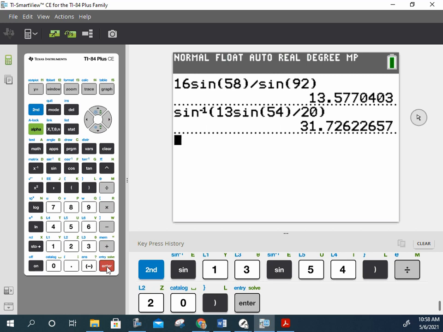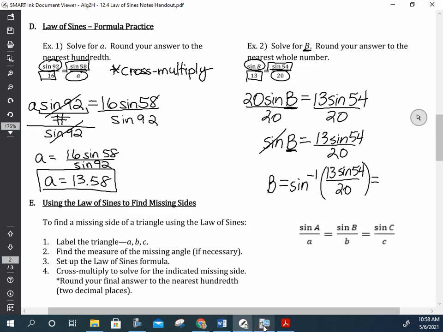Of course I threw everything in all at once. 31.7. So it's an angle, go to the nearest whole number. 32 degrees. So this is the procedure for when we get to finding angles, which we will use shortly. So questions, 1 or 2?